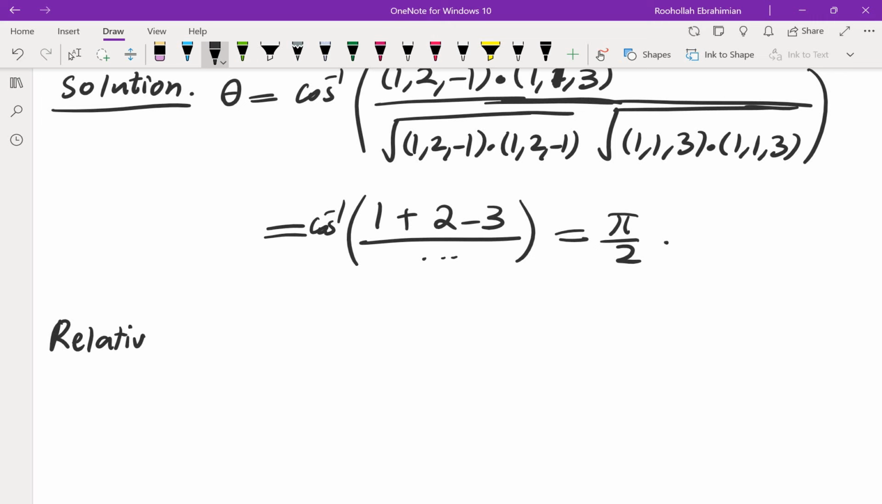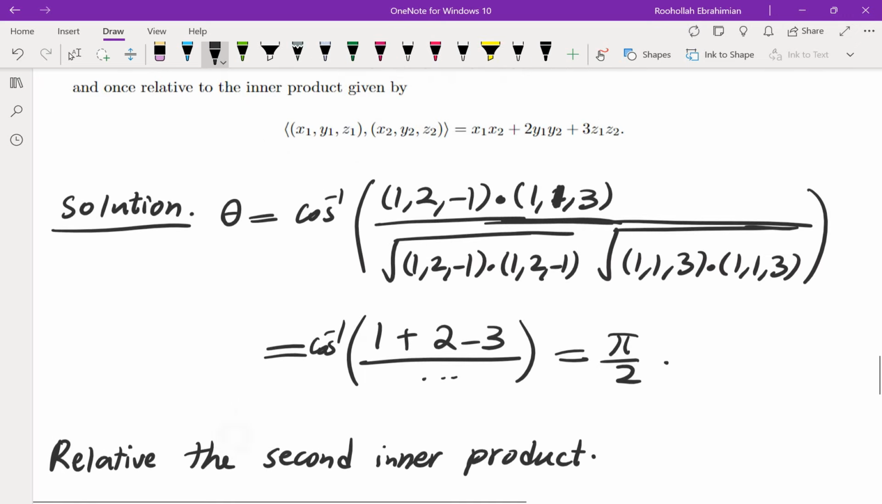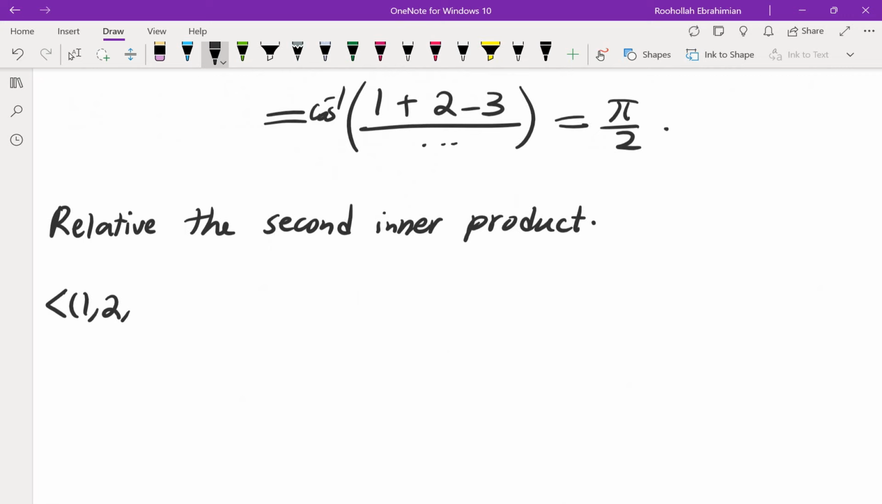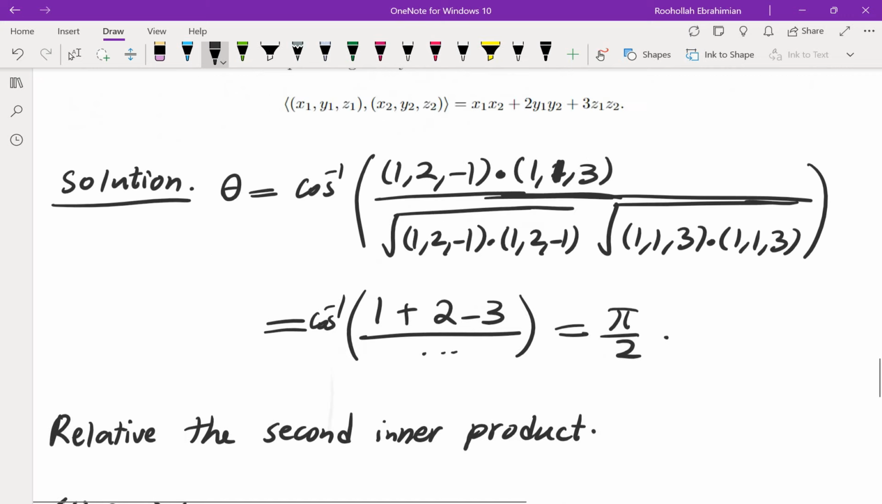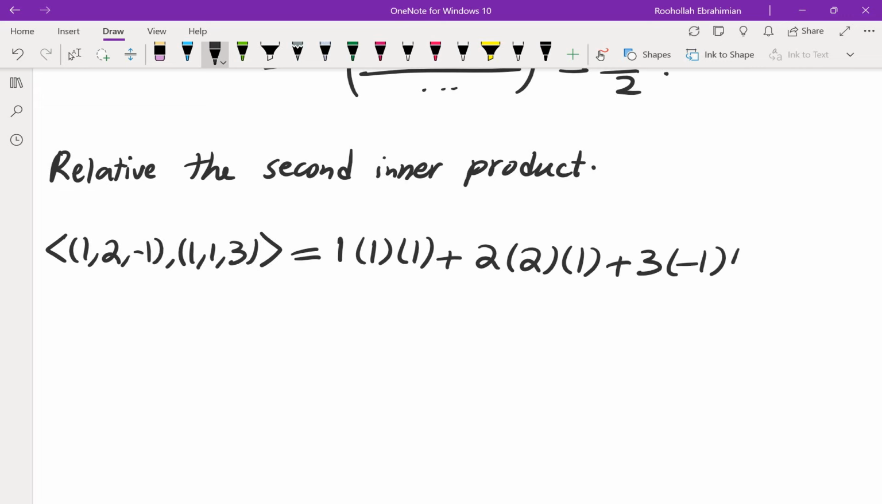Relative to the second inner product, we'll have to first find the inner product. So the inner product of (1, 2, -1) and (1, 1, 3). What we do is this. We do 1 times 1 times 1 plus 2 times 2 times 1 plus 3 times negative 1 times 3, which is 1 plus 4 minus 9, that's negative 5.